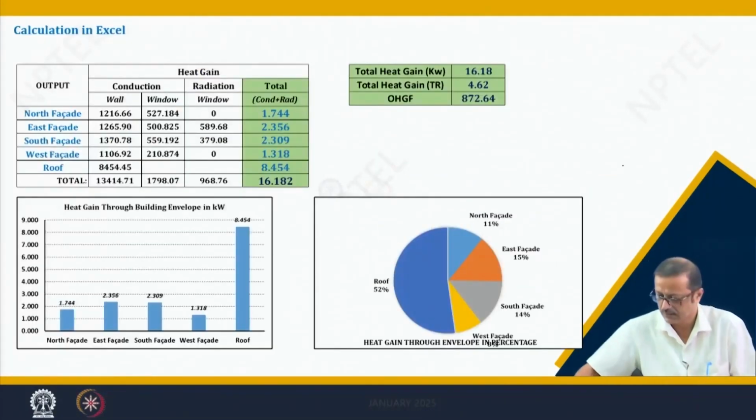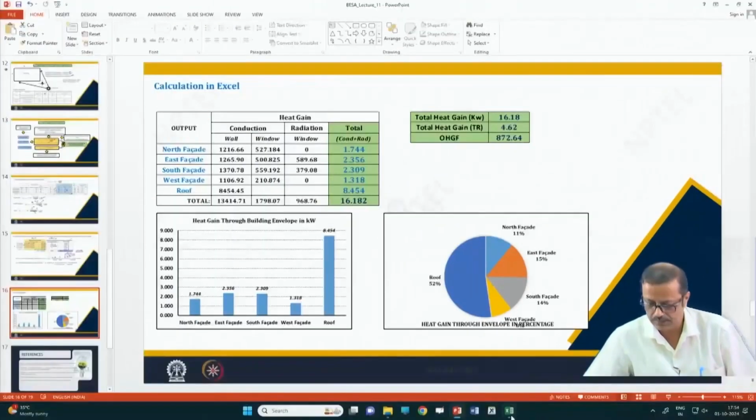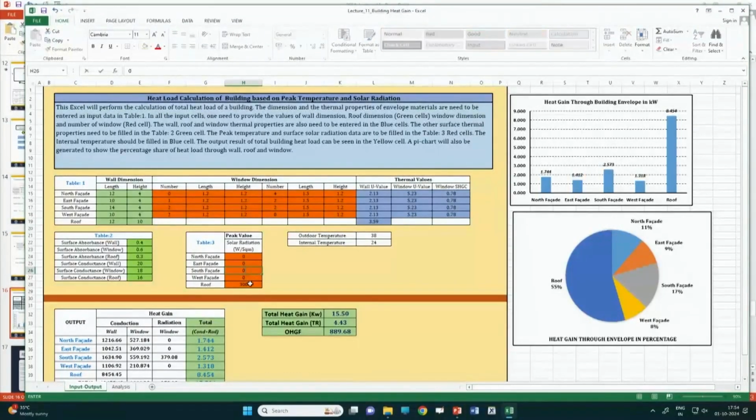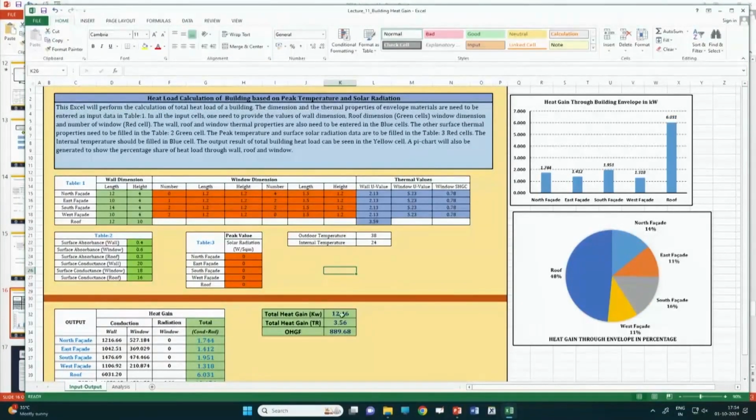So, we can see in the Excel, I have given the facade data. For that, it comes to 16.51. If I do not give these values, if I put all these values as 0, 0, 0, I will get 12.48 or so.